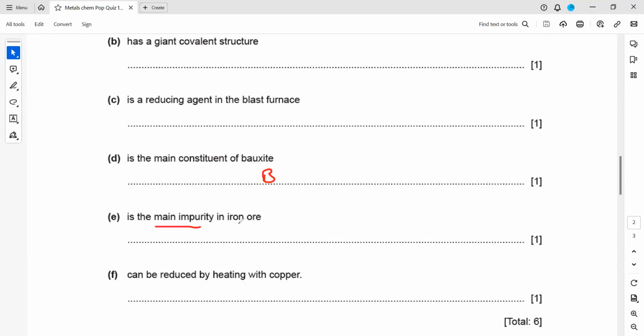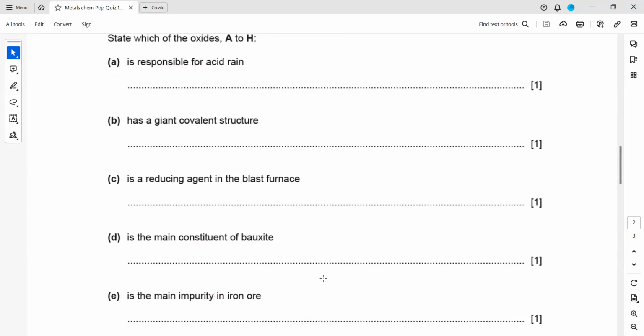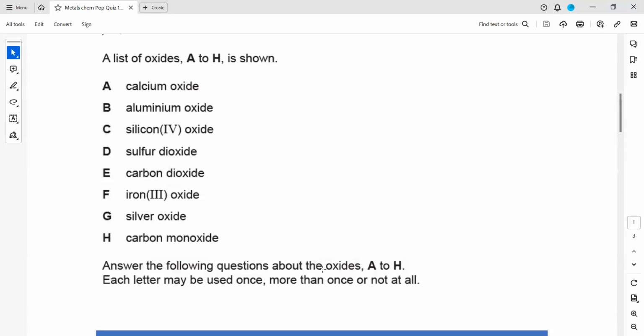Then what is the main impurity of the iron ore? So if you remember the extraction of iron in the blast furnace, we have the ore of iron, hematite, and what is the other impurity present? The other impurity present is silicon 4 oxide. And this silicon 4 oxide, how do we remove it? We remove it by adding limestone.